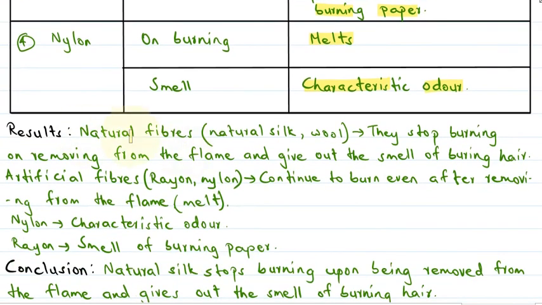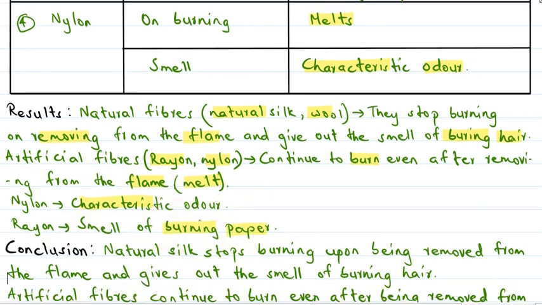So we found the results that the natural fibers, that is natural silk and wool, stop burning when they are removed from the flame, and they give out the smell of burning hair. And natural silk, as we already discussed, has no strong odor, whereas artificial fibers like rayon and nylon continue to burn even after they are removed from the flame. Some of them even melt, like nylon, it completely melts. And the smell was, nylon had a characteristic odor whereas rayon had the smell of burning paper.